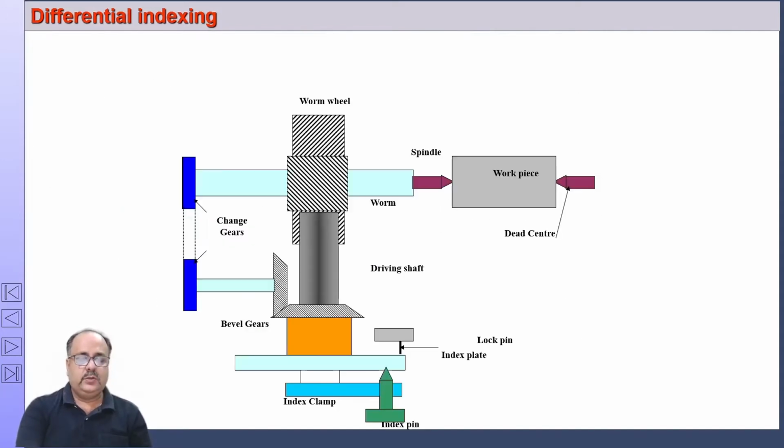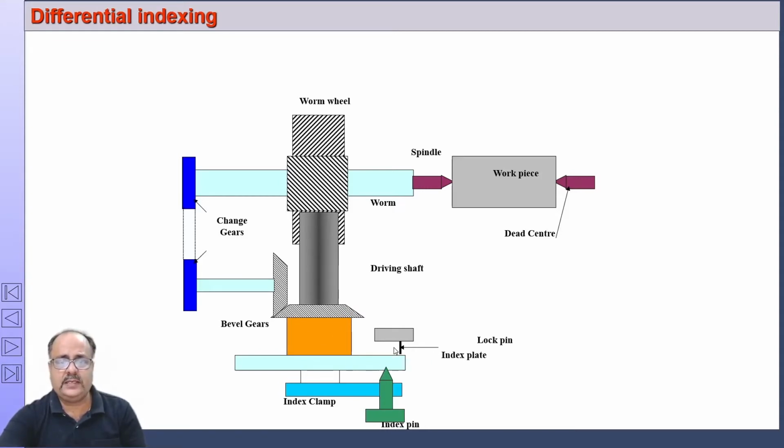So let's discuss the components used in the construction of the setting used in differential indexing. This is the worm wheel on which the spindle is mounted, and this is the worm, which is mounted on this shaft. The worm meshes with the worm wheel. The worm wheel has 40 teeth and carries the spindle, on which the workpiece is mounted. The index crank is mounted on this same shaft, and independent of this is the sleeve on which the index plate is mounted.